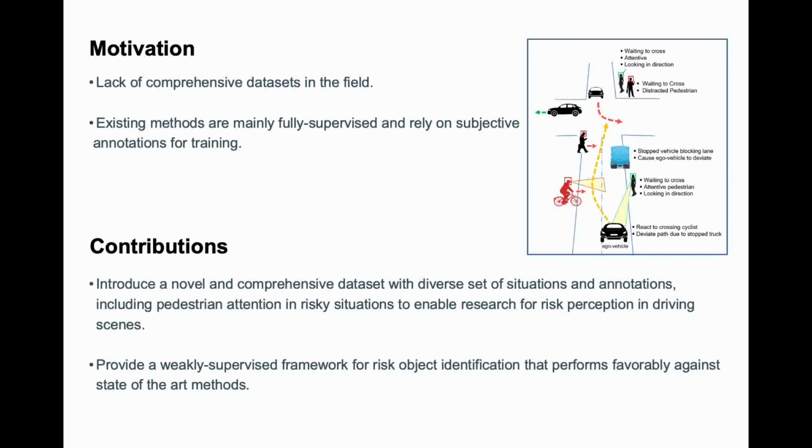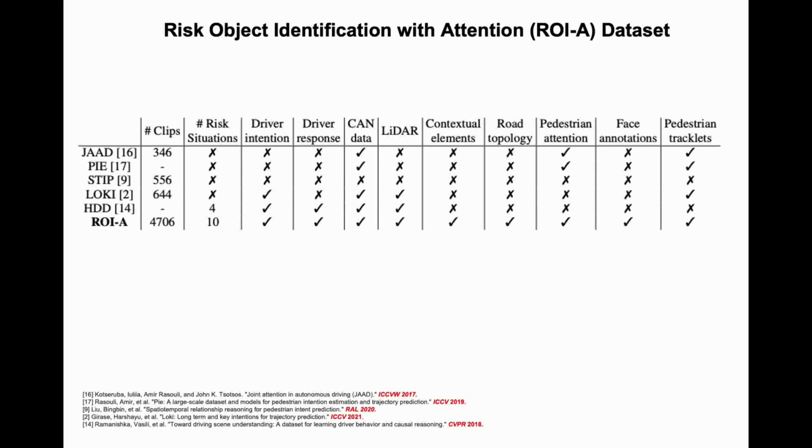The motivation behind our work is twofold. First, lack of comprehensive datasets in the field, and second, the majority of existing methods being fully supervised. Our contributions aim to address the above two issues. We introduce a novel and comprehensive dataset with a diverse set of situations and annotations, including pedestrian attention in risky situations, to enable research for risk perception in driving scenes. As can be gleaned from the table, our dataset is a first of its kind.